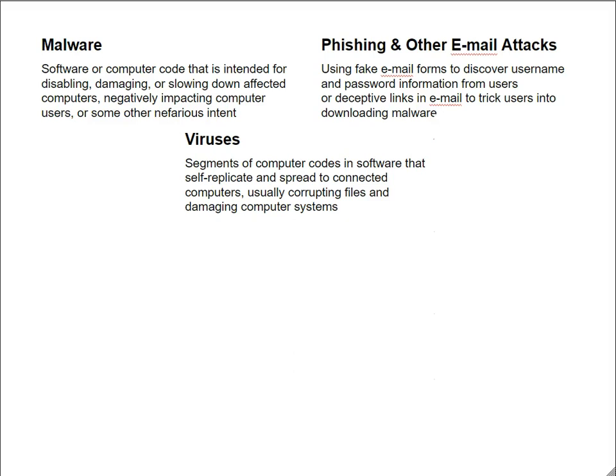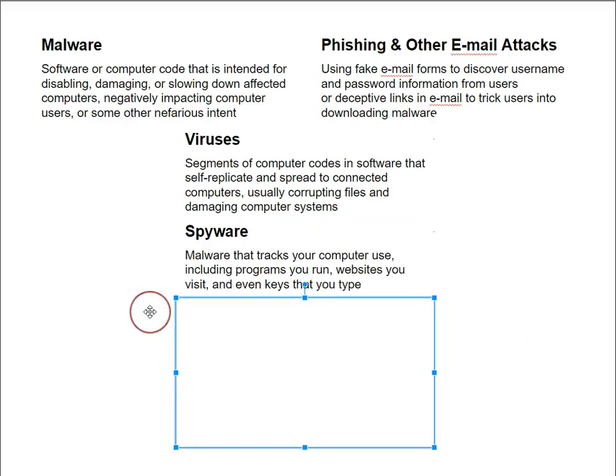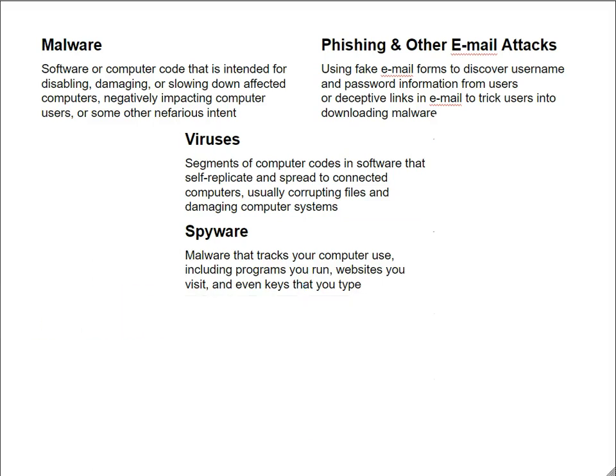But viruses are just one type of malware. There's really a lot of overlap between the types of malware, but there are some other types of malware that you should be aware of. Another type is simply spyware. Spyware is malware that doesn't necessarily have to be a virus.